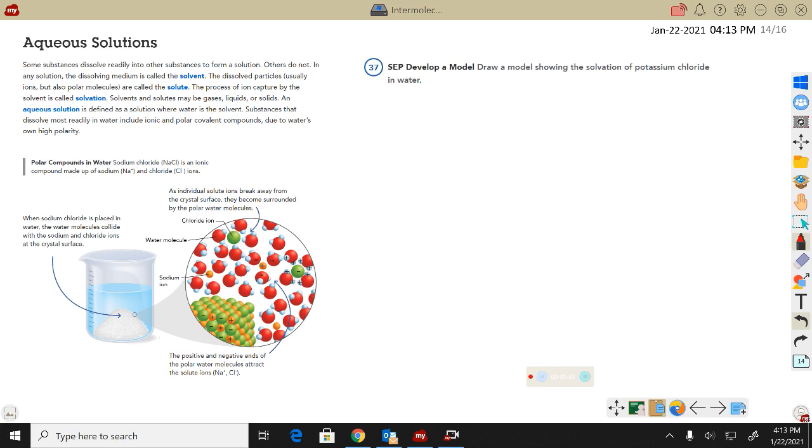Now there's this rule of solubility. It says like dissolves like. And by that we mean polar substances only dissolve in polar solvents. A nonpolar substance would only dissolve in a nonpolar solvent. And so solubility then depends on the polarity of the substance. And so here it says polar compounds in water.